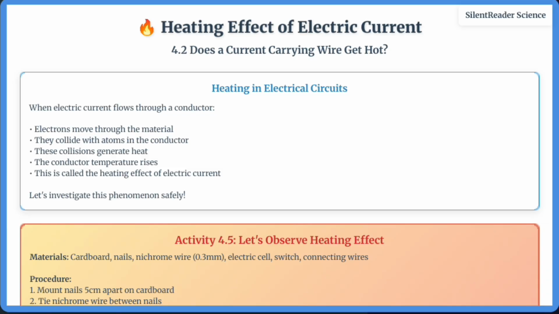The amount of heat generated depends on several factors: the magnitude of the current, the material of the wire, its thickness and length, and how long the current flows. When we repeat the experiment with 2 cells instead of 1, we'll notice more heat generated due to the higher current. This heating effect is useful in many household appliances like electric heaters, irons, kettles, and hair dryers, but it can also cause problems like energy loss and fire hazards if not properly managed.